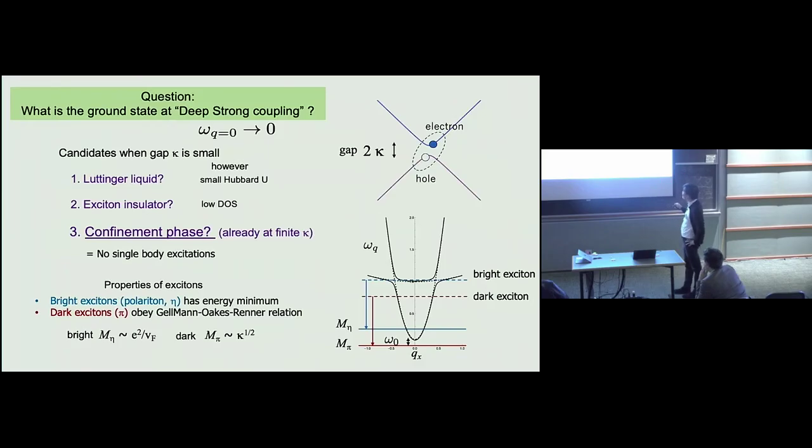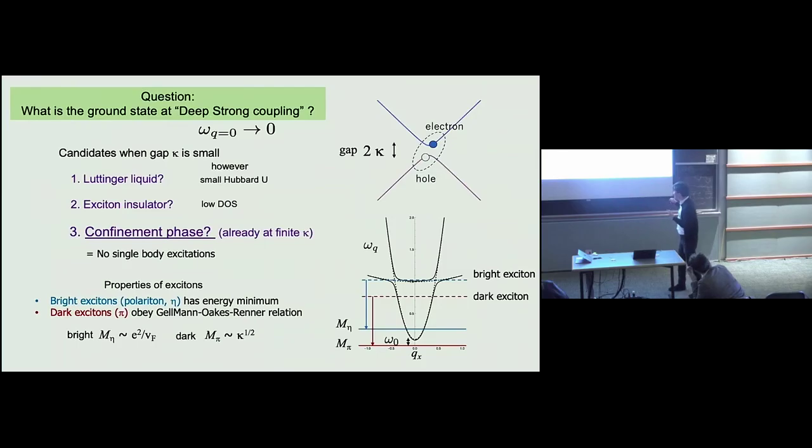When we make kappa small, what's the candidate state in the ground state? Of course, one candidate is a Luttinger liquid. It's a 1D system and it's correlated, so it should be a Luttinger liquid. Another candidate is the exciton insulator. We have excitons, the gap closed, so maybe there's an exciton insulator. And when we have this cavity and there's a small photon mass, another candidate is this confinement phase. Actually, we think that this already exists at finite kappa. Even when kappa is large, I think charge should be confined if we take this small omega limit. I'm going to explain this.